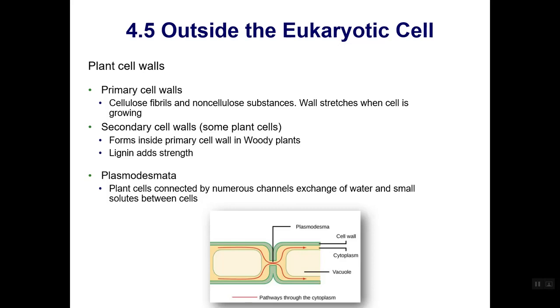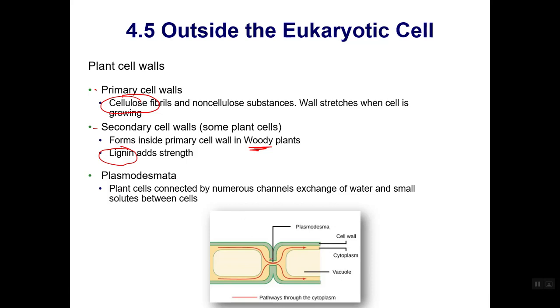Okay, 4.5 is outside of the eukaryotic cell. We'll first discuss the things that are relevant to plant cells. Plants have primary and secondary cell walls. Primary cell walls are made up of cellulose primarily. Secondary cell walls are primarily made up of lignin, and they're found in woody plants. So not all plants, just the woody ones. But it gives them extra strength to stay their shape and to get very tall.